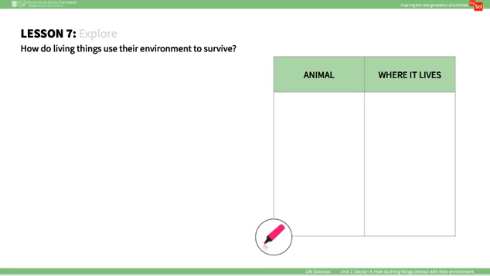Using some of the Missouri animals from Lesson 5 and 6, such as the bluegill fish, tree frog, or bald eagle, ask students what they think these animals need and where the animal might live to meet those needs.